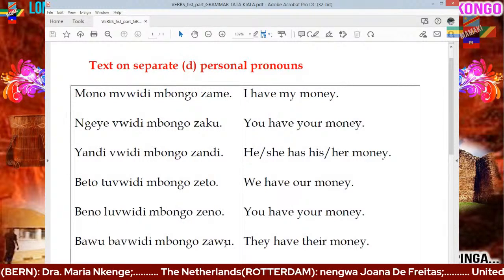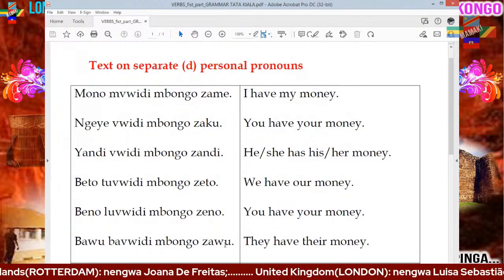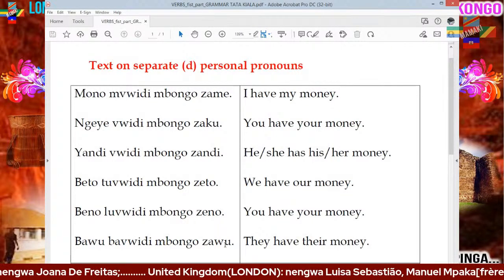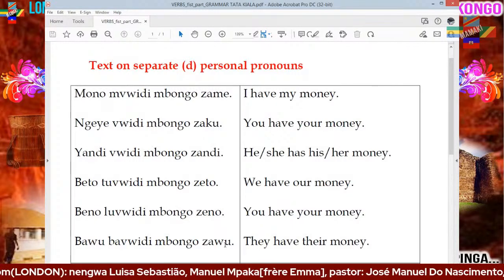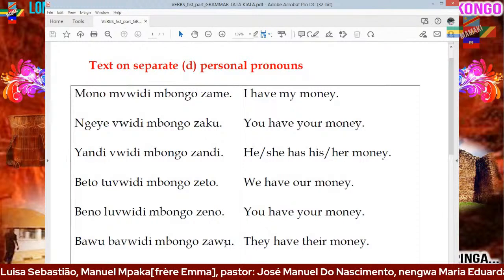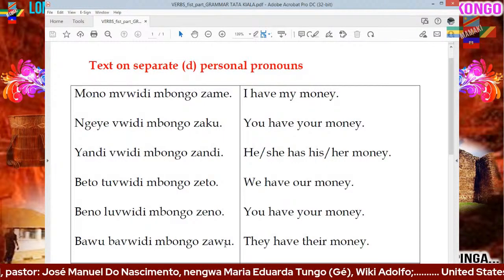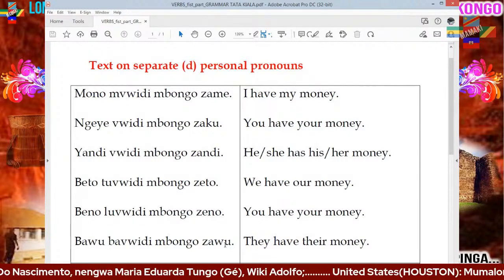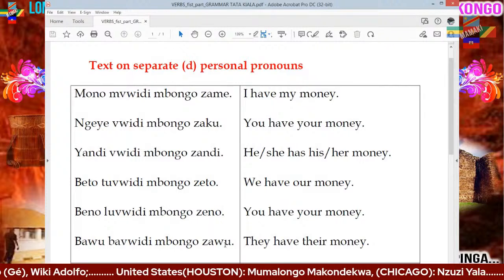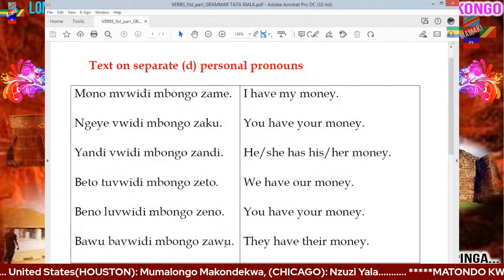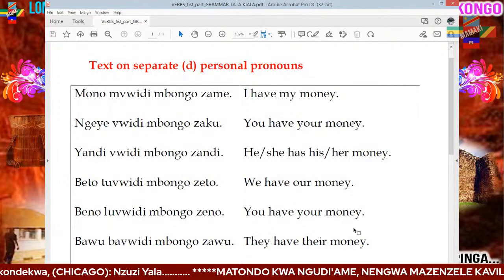Let us go to the third, I mean the plural, because plural is easy. It is very standard: TU for we, LU, and BA, or you could say some people say ba. Doesn't matter. We have the prefixes ame, aku, andi, eto, zeno. Oh, well done.